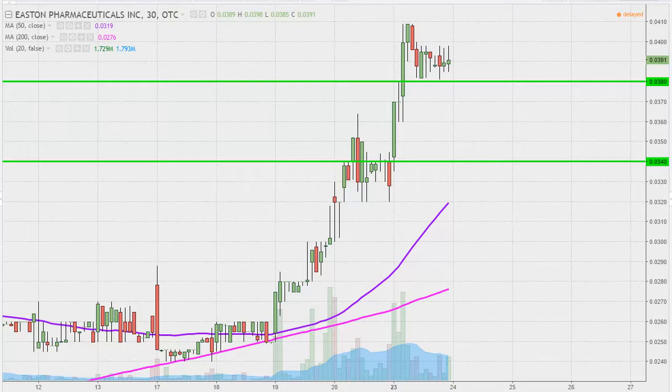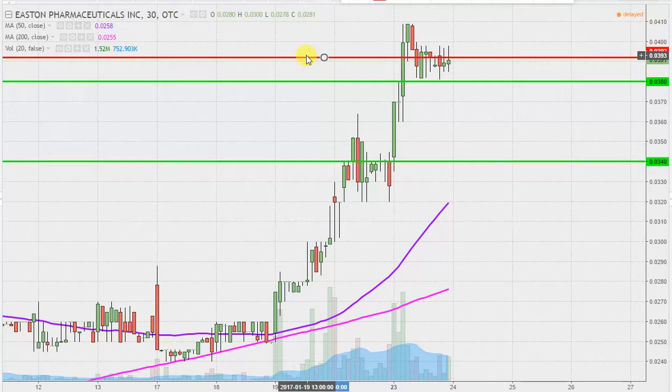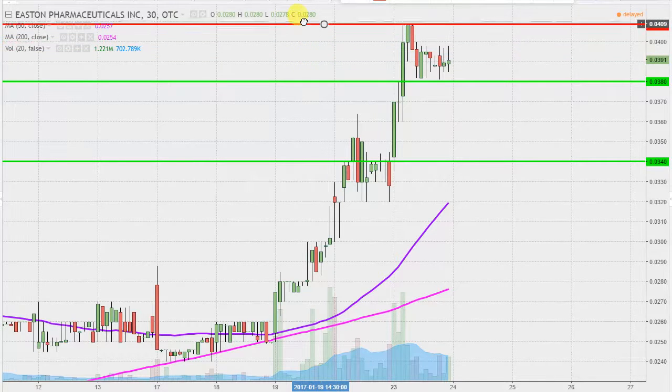Now, what about areas of resistance? At this point, pretty straightforward. And that is right up here at 0.041. You can see that this morning, bulls tried on 3 different occasions to push up through 0.041, but just couldn't quite do it.